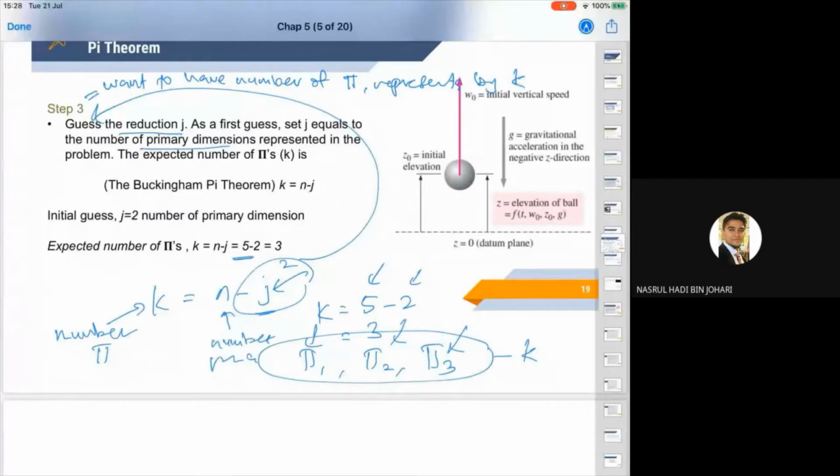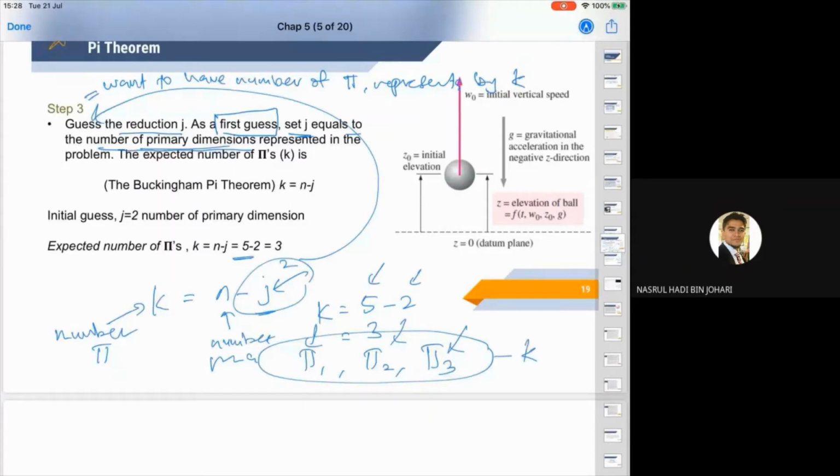I just repeat, yesterday I already mentioned this. So as the first guess, set J equal to the number of primary dimensions. Bear in mind, it is a first guess, meaning it is not compulsory, and it's not a rule of thumb in choosing the reduction J, ataupun the number of J. Berapa bilangan J itu, dia bukanlah rule of thumb. J equals the number of primary dimensions.